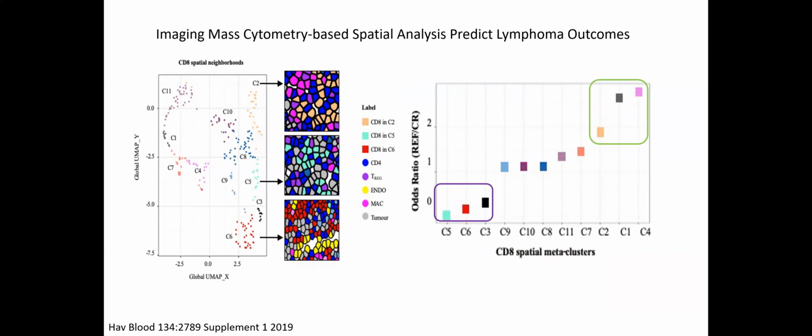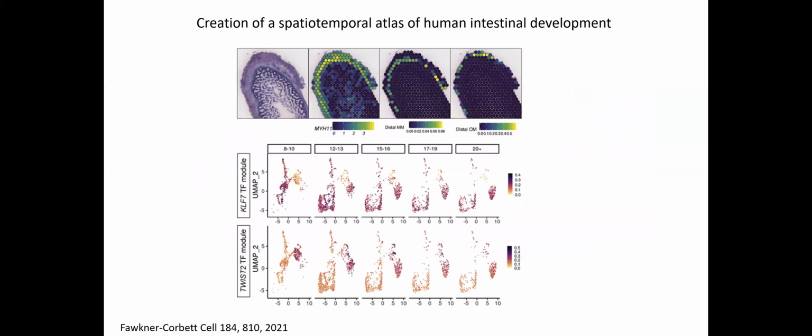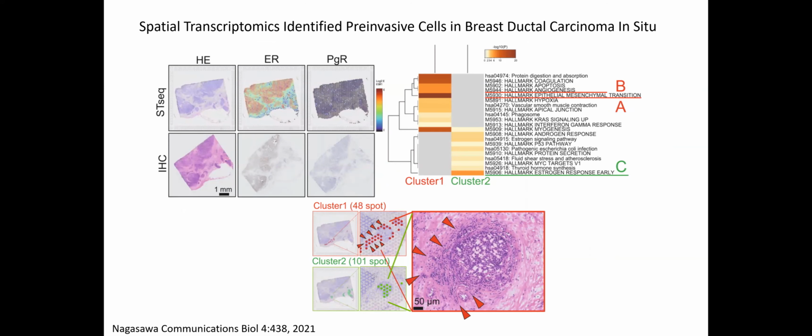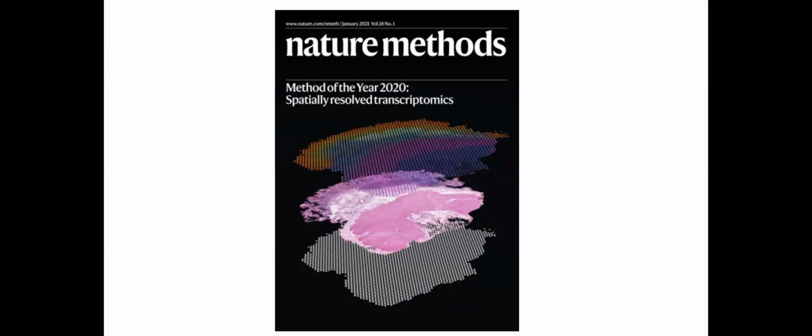An example is imaging mass cytometry-based spatial analysis can be used to predict lymphoma outcomes. Or we can get spatial temporal atlases of development, in this case, human intestine. Over time, we can see how it changes, how the cells change, again, within the context and the actual spatial activity. Finally, spatial transcriptomics can identify pre-invasive cells. So perhaps a prognostic indicator, knowing whether this may inform clinical care. Because of the power, again, of spatial transcriptomics, that was selected as method of the year in 2020.